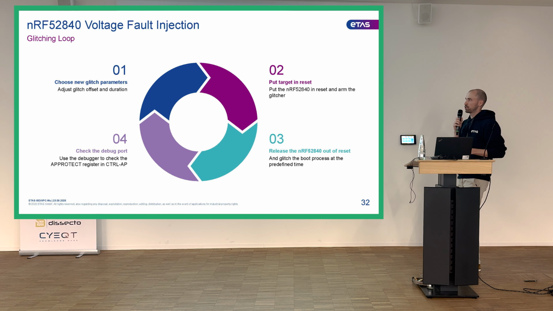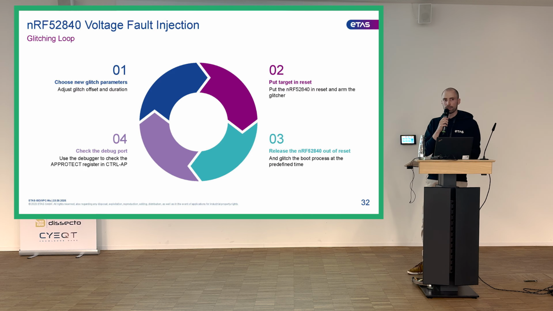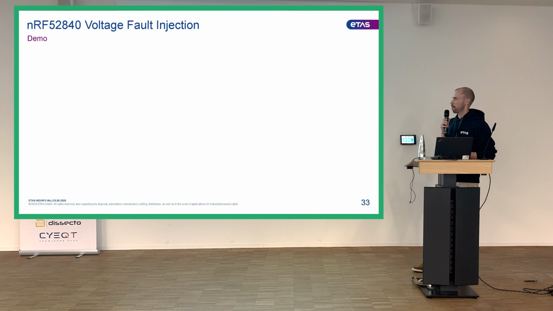So for every iteration, we choose the new glitching parameters. Then we put the target into reset. And then we arm the glitcher. And then once the target comes out of reset, the glitcher is going to wait the specified amount of time before inserting the glitch. And then lastly, we check this AP protect status register in the control access port to determine if it's locked or not.